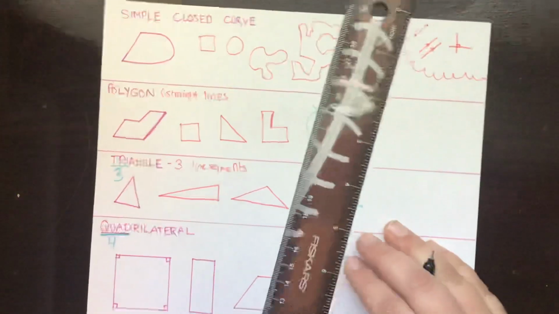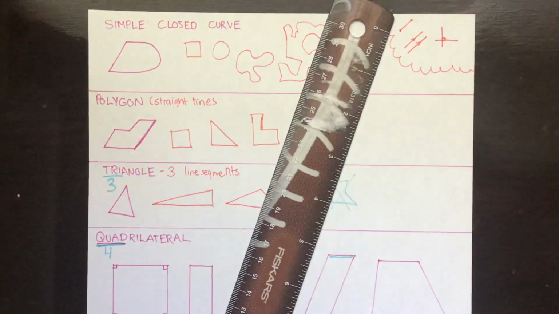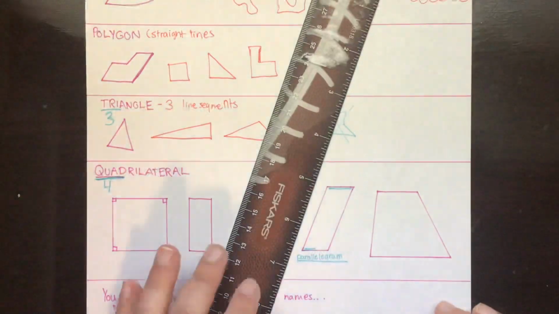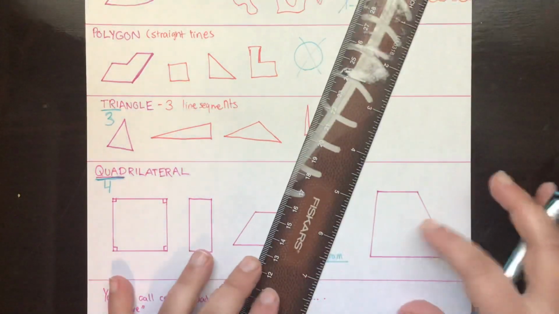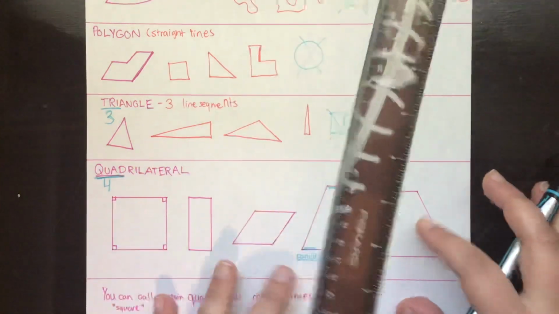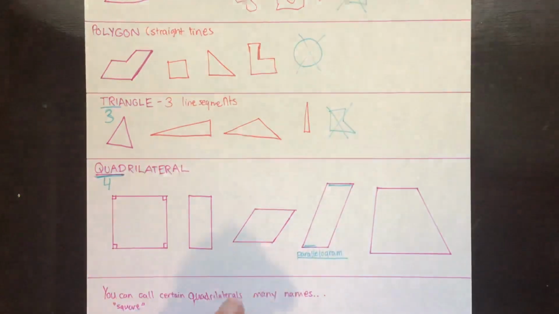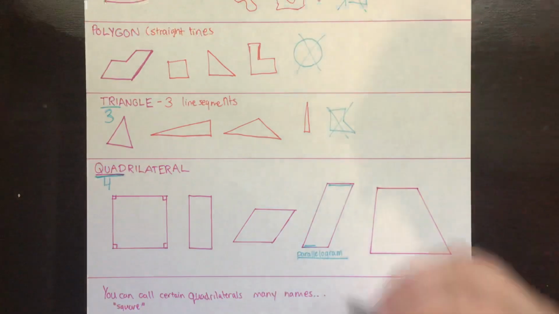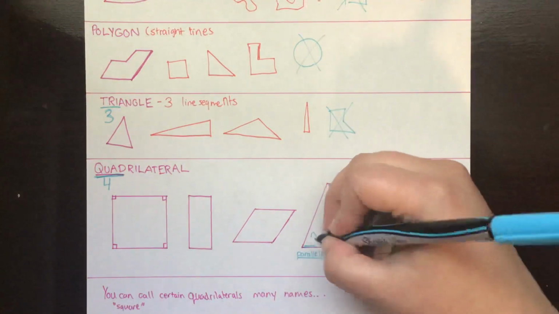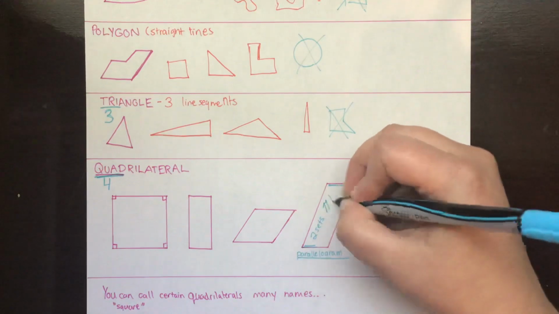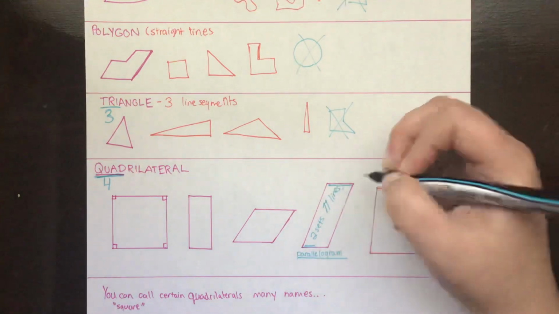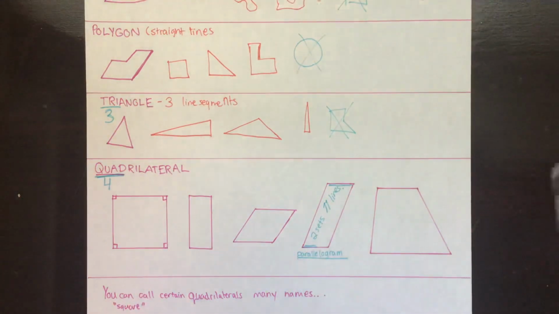And it's the same with these two lines over here. If I continued this line and continued this line, they would go on forever and ever, just like train tracks. So the only requirement to be a parallelogram is two sets of parallel lines. Now you'll notice a lot of these have that.